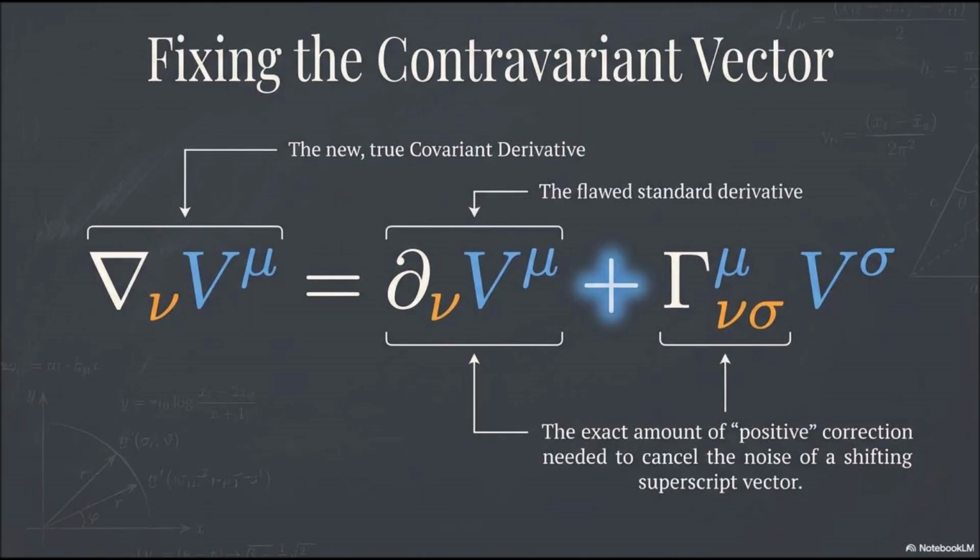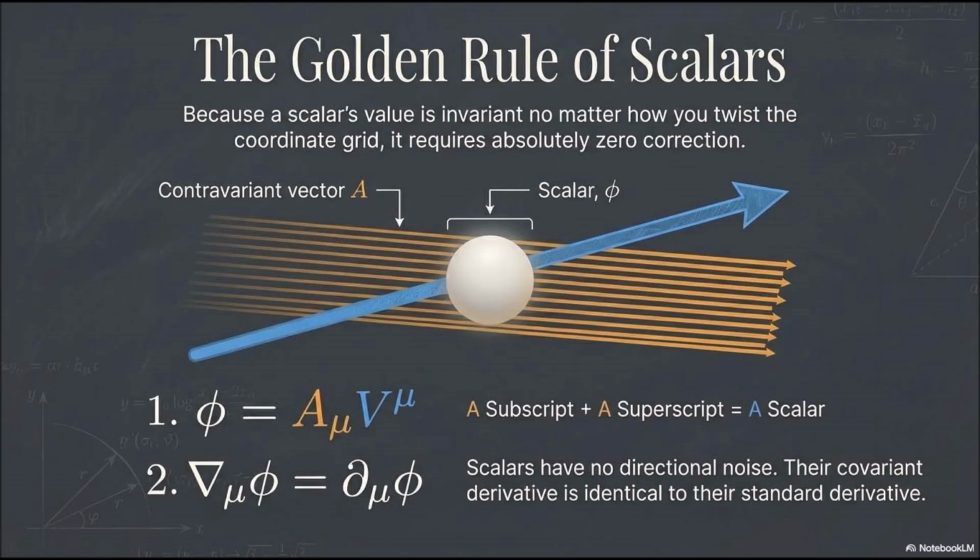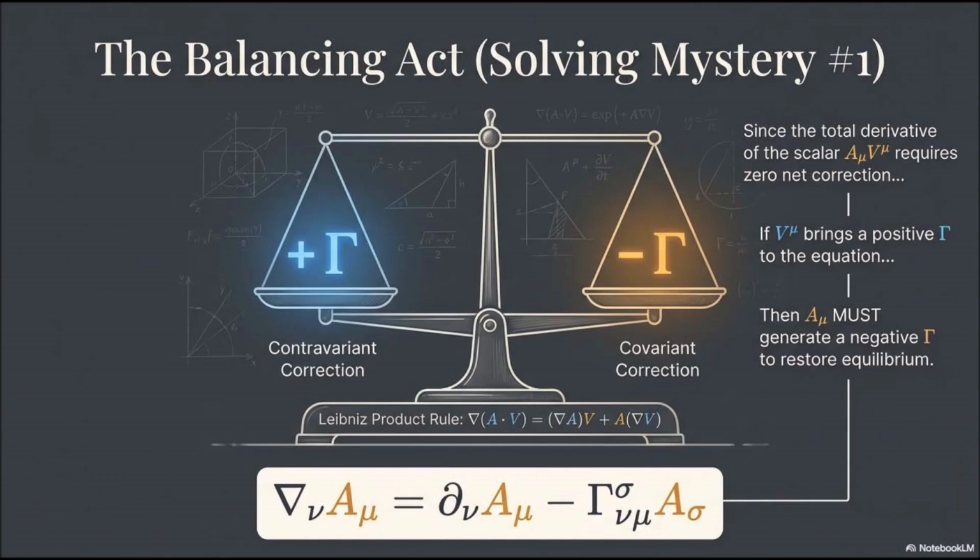1869. Elwin Bruno Christoffel and the Birth of Symbols. The text introduces Christoffel's quest. His goal was to fix the messy, chaotic changes in coordinate systems that naturally occur when you try to calculate derivatives across these warped Riemannian manifolds. This introduces our next crucial piece of mathematics.